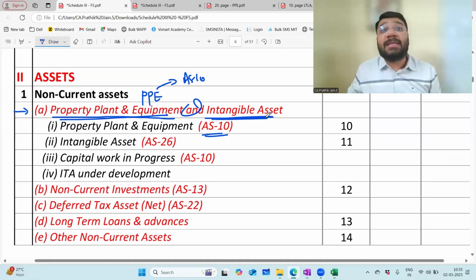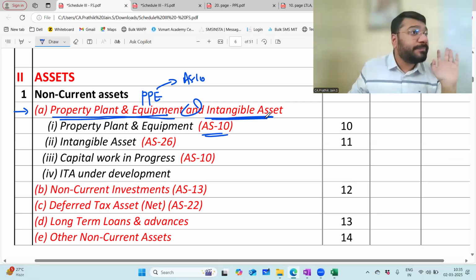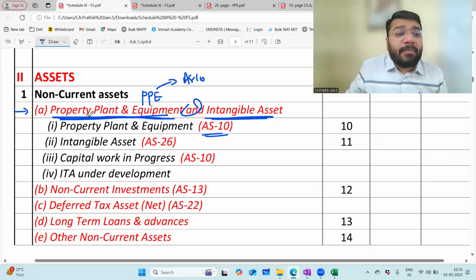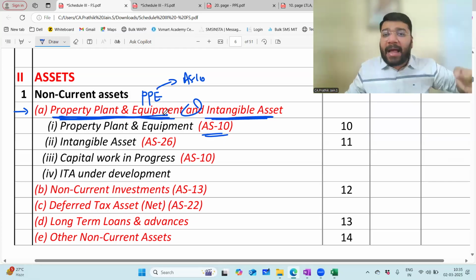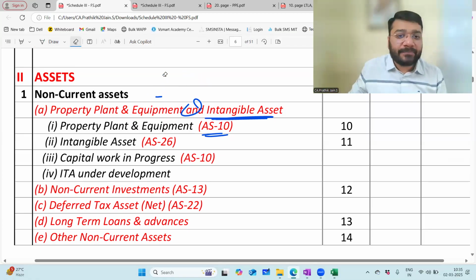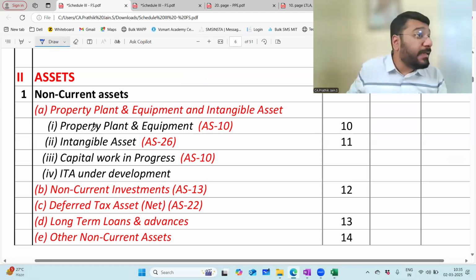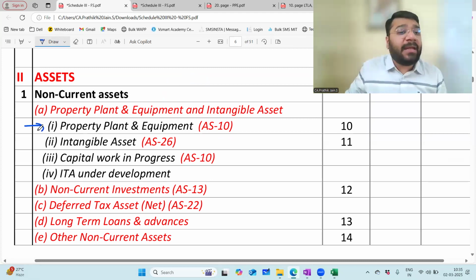Can I use the word tangible asset there? No. This format, these wordings are given by Schedule 3. You can't change any word. So main heading is what? Main heading is called property, plant, equipment, and intangible assets. Any difficulty understanding this? Under that, we have four sub-classifications or four sub-categories. First category is property, plant, equipment, which is nothing but tangible asset. Second category is intangible asset.